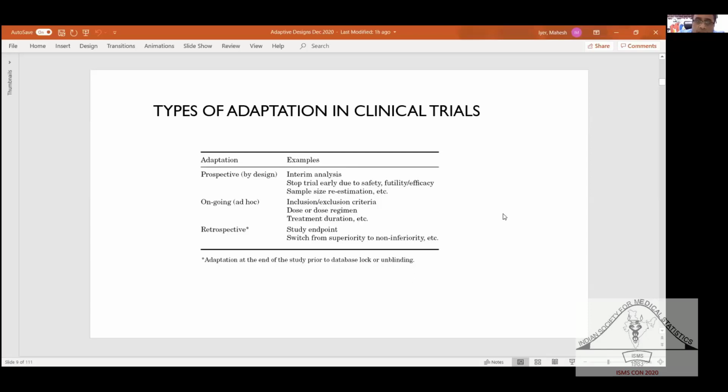And the third one is retrospective, which almost means that after the whole study is done, before you actually unblind and look at the data, you may decide to make a change. For example, you may change the study endpoint, or you may change from superiority to non-inferiority or the other way around. Now, why would you want to change the study endpoint at the end? Can anybody think of a reason why you have designed the whole study thinking of one endpoint, but then suddenly you decide before your analysis to change it?